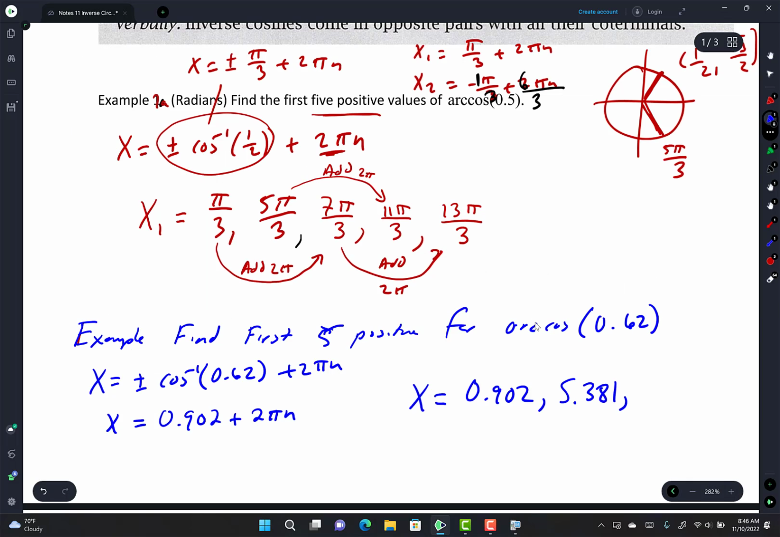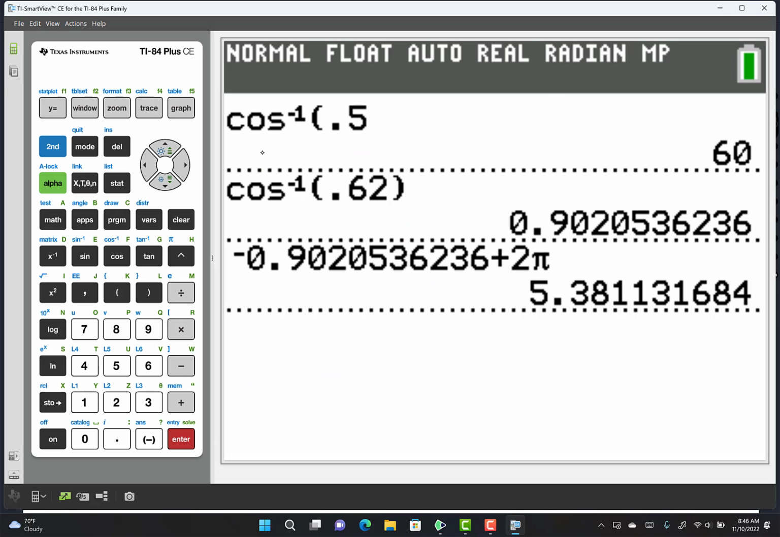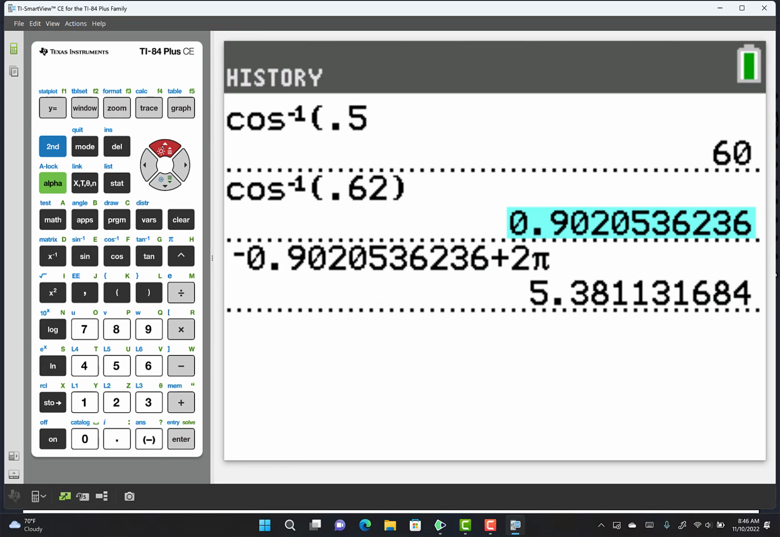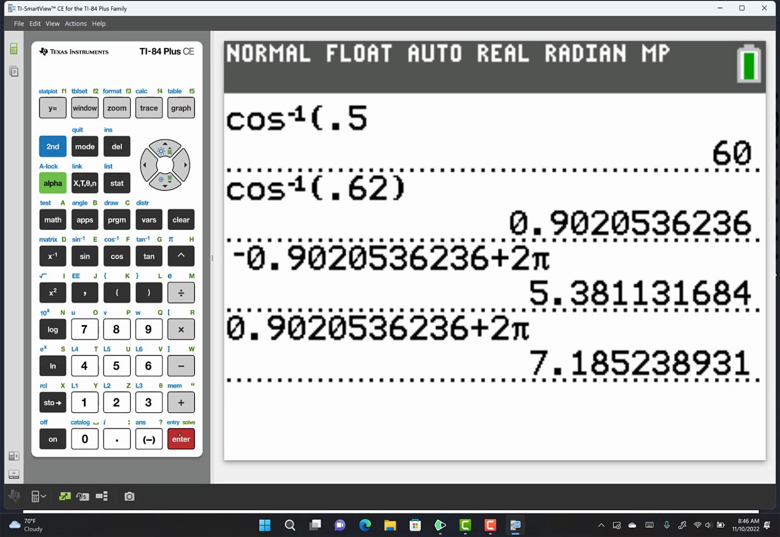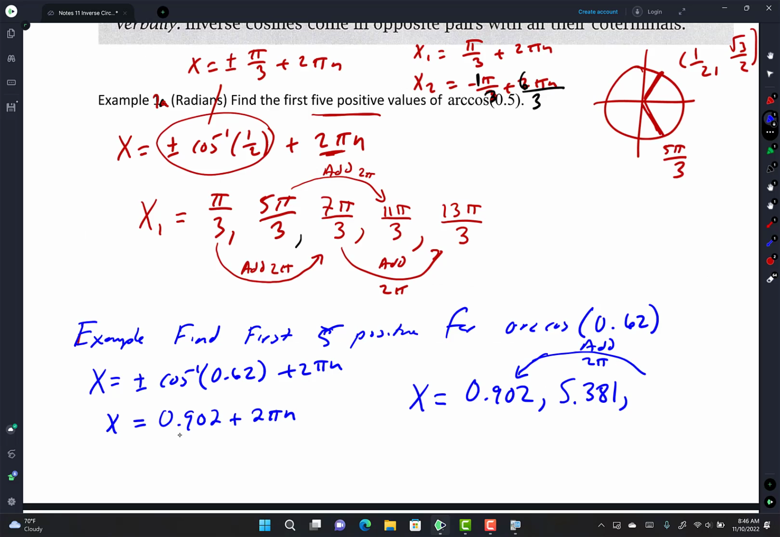5.381, comma. The next answer comes from the 0.902. Add 2 pi to that. So I'm going to take 0.902. How do I do that? Like this. Scroll up until you hit 0.902. Push enter and then put plus 2 pi. Enter. 7.185.